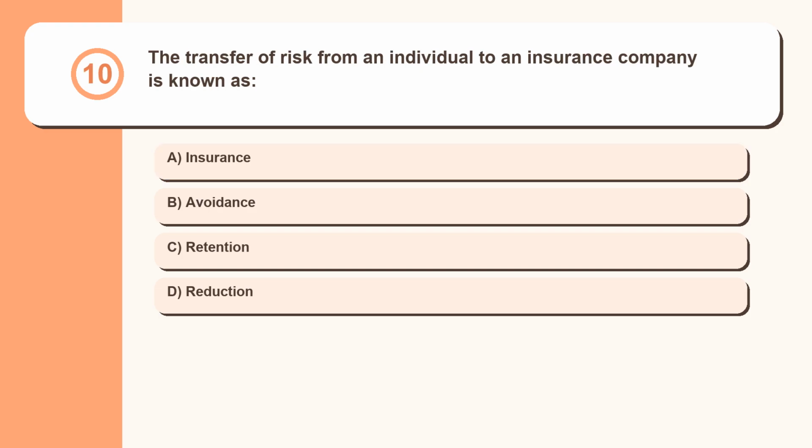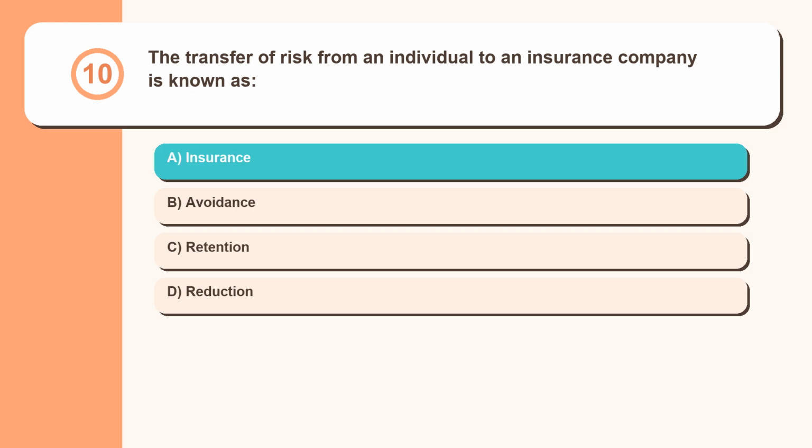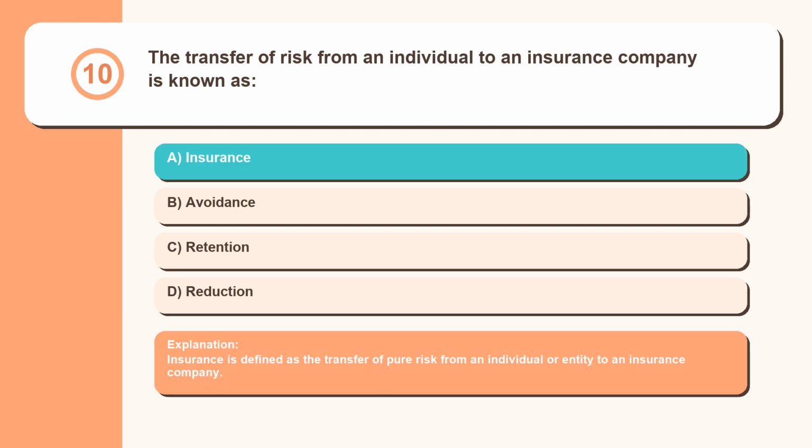Question 10. The transfer of risk from an individual to an insurance company is known as insurance, avoidance, retention, reduction. Insurance is defined as the transfer of pure risk from an individual or entity to an insurance company.